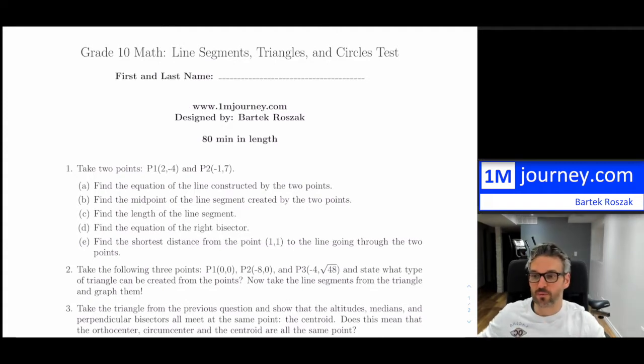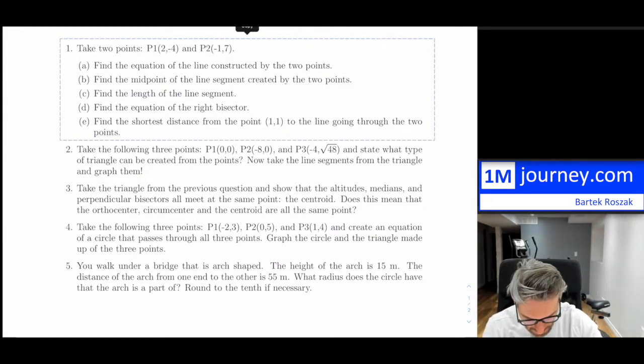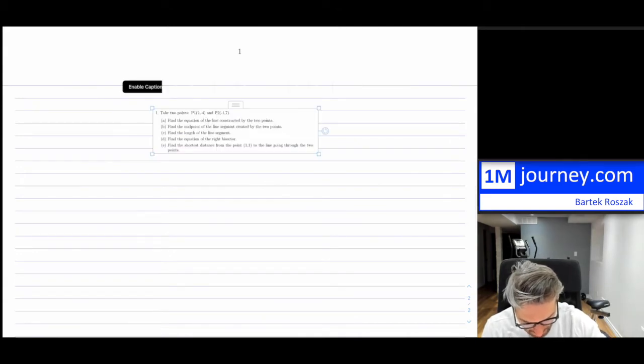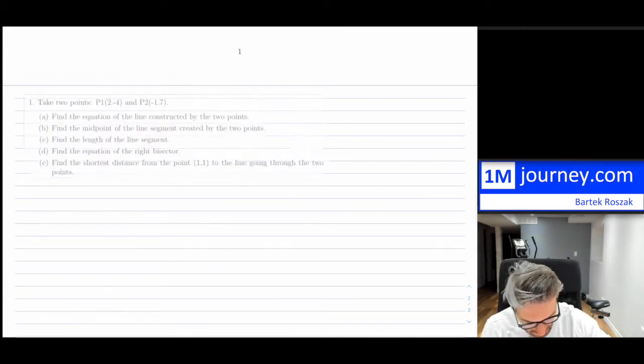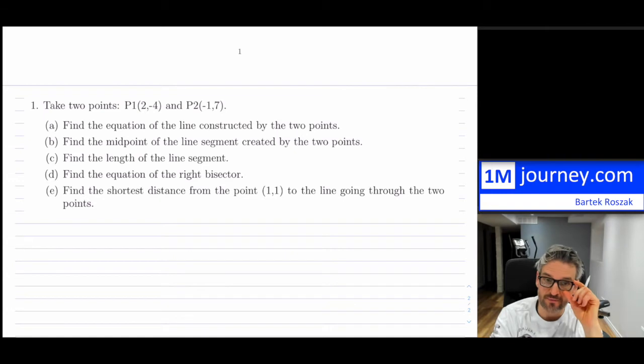So question number 1. So here it is. It's a long question, so I'm going to go through it one by one, and we'll figure out what we need to do. We have 2 points. First it says find the equation of the line constructed by the 2 points. That shouldn't be a problem; you should have been able to do that in grade 9. So let's do that construction first.